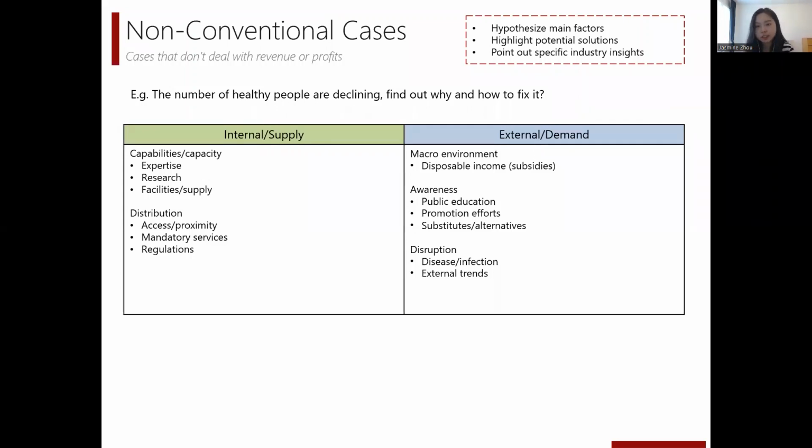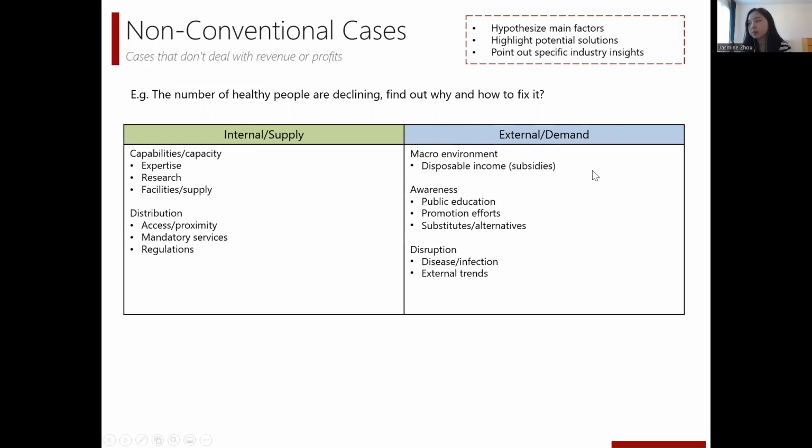Are these mandatory services, or are they just according to if you get sick, you go, but if you don't get sick, you don't have to go for checkups? And then how regulated is the entire healthcare industry?